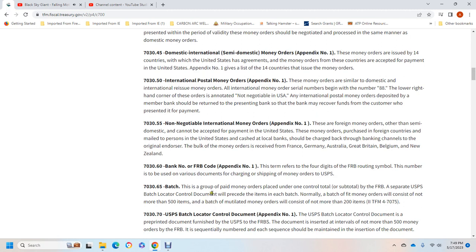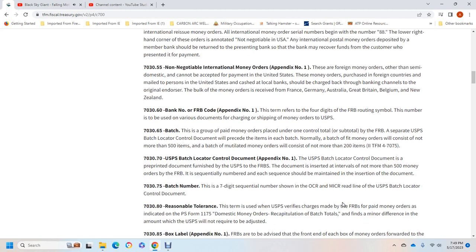Paid money orders are placed under one control with the subtitle of the Federal Reserve Bank, separate with the USPS batch located for the control of the document. Proceed with the items in each batch: the number of the batch for the money orders book, if it is not more than 500 items, and for money orders related to the book, if it is no more than 200 items.